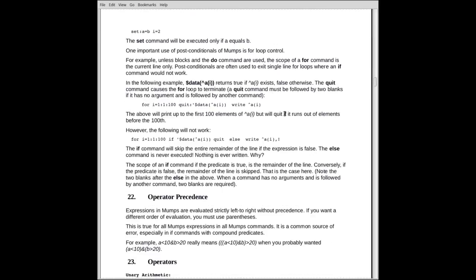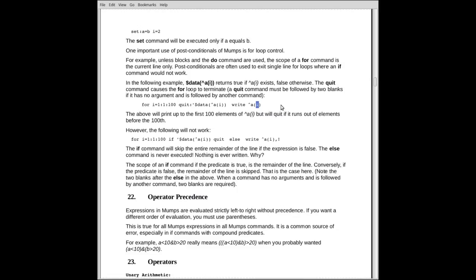Here's a more extensive example, and you'll see why. The reason why the postconditionals are here is because Mumps originally had a line-oriented structure completely. The scope of every command was no further than one line, and that creates a few problems. In this example here, there's a loop. It executes up to 100 times. It's going to write out elements of the global array A based on the index I. So as I goes 1, 2, 3, 4, it'll write out global array A 1, 2, 3, 4, assuming that they exist.